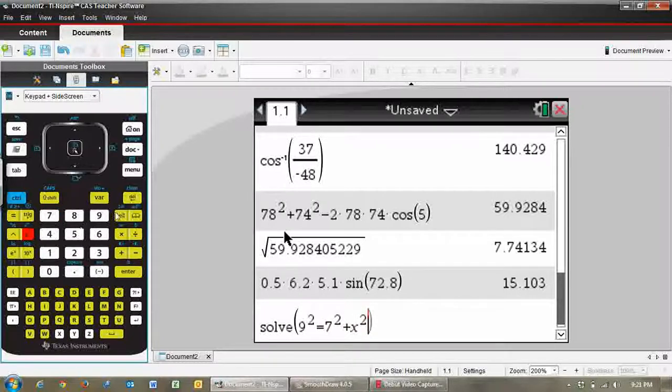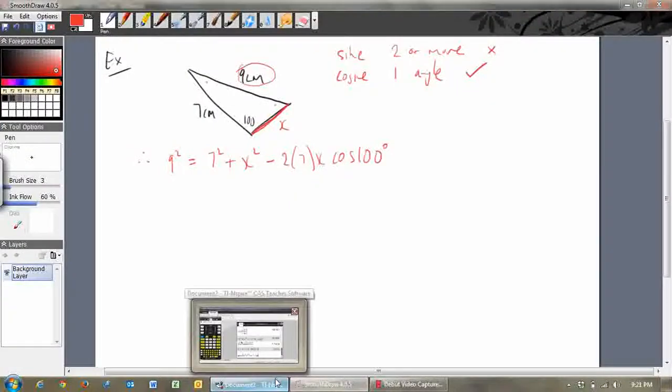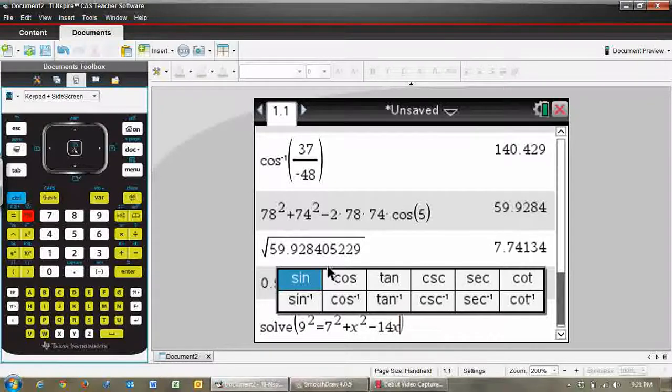Forgive me because I'm trying to explain something. And this, what was it? 2 times 7, so I'll just put 14x. And it was cos 100.